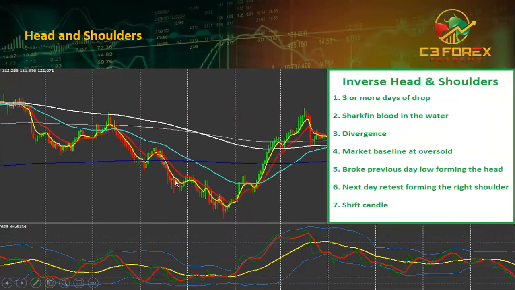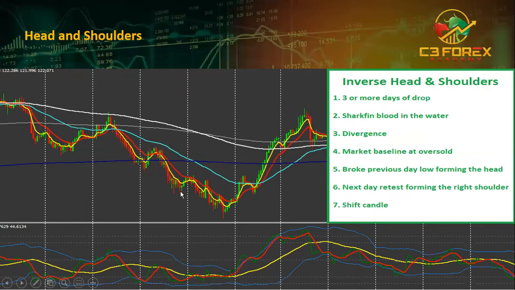Another example of the inverse head and shoulders. You have 3 days of drop. Price has been dropping. EMAs fanned apart a little bit. Your market baseline is at oversold. You have a shark fin, blood in the water, divergence.